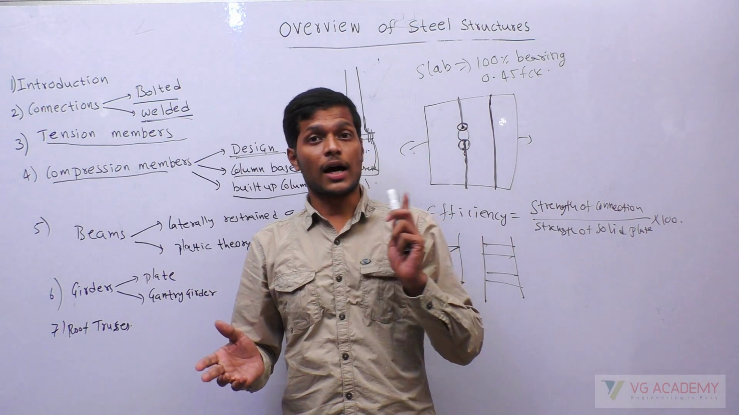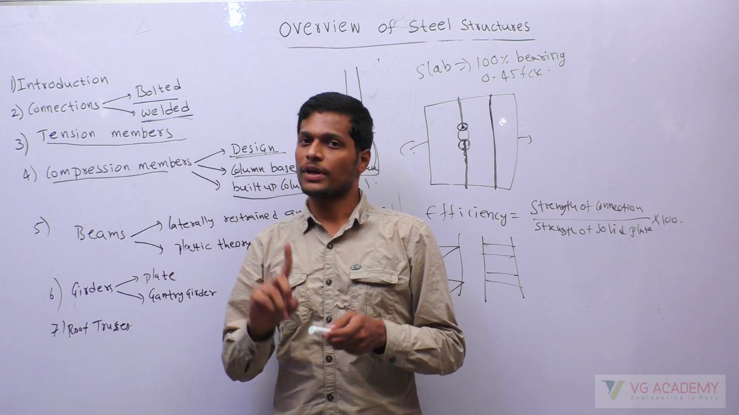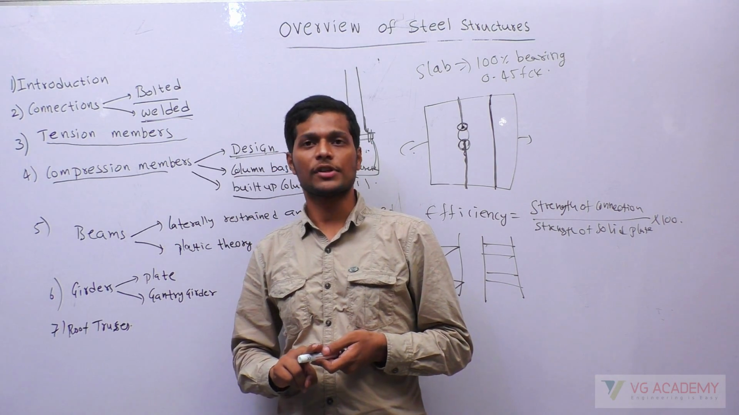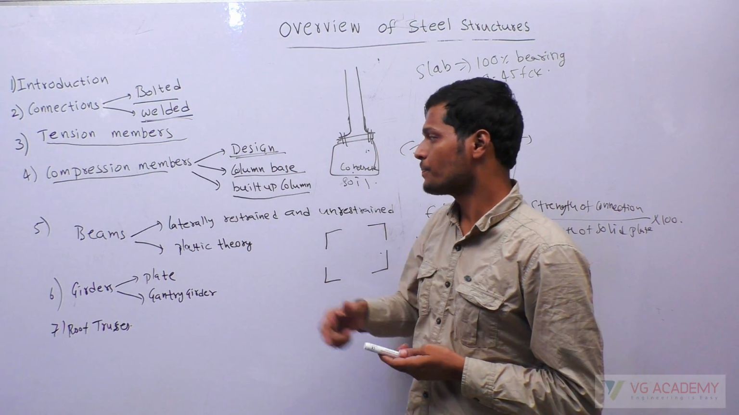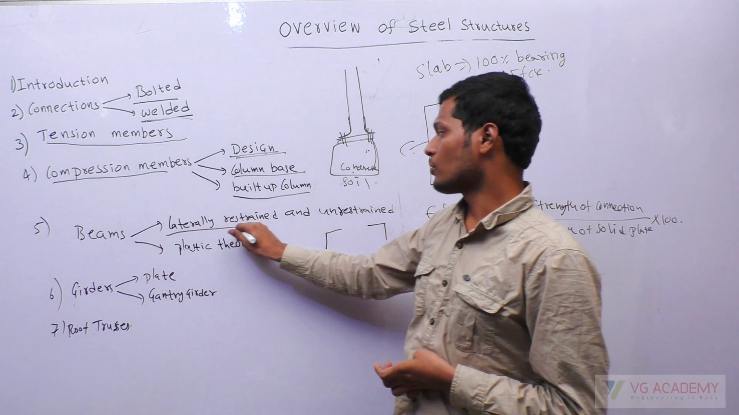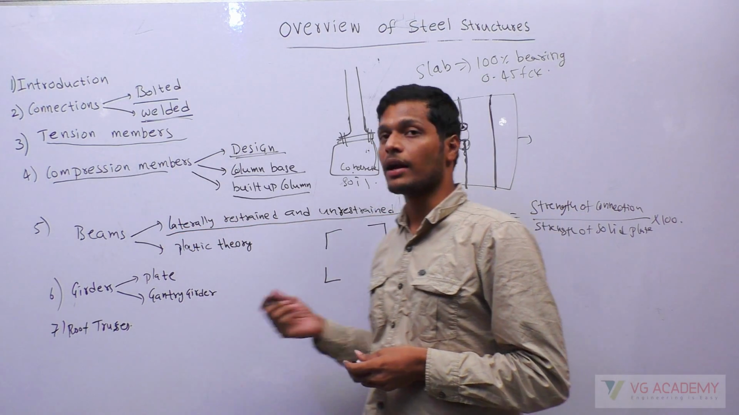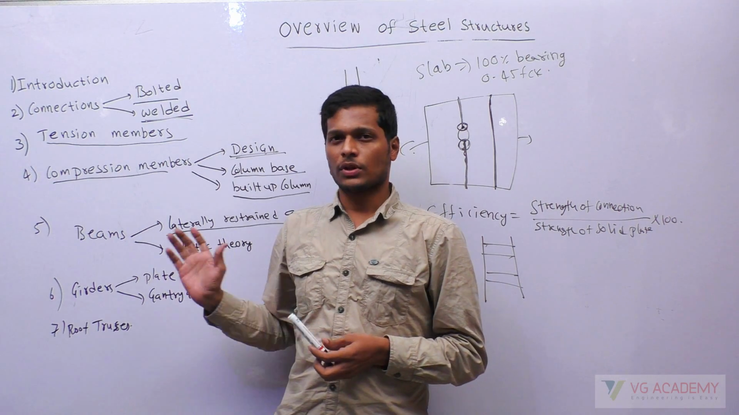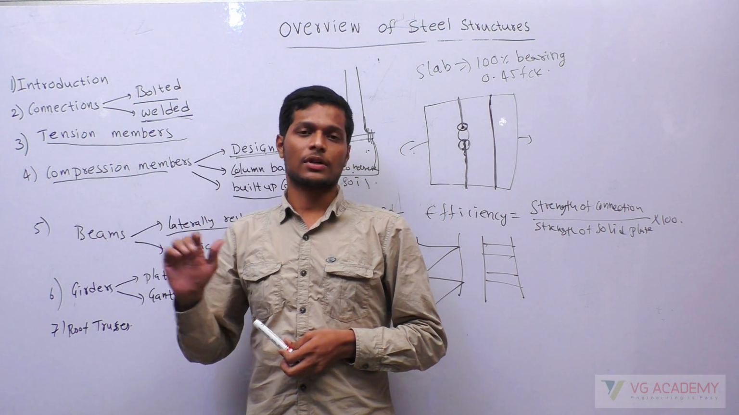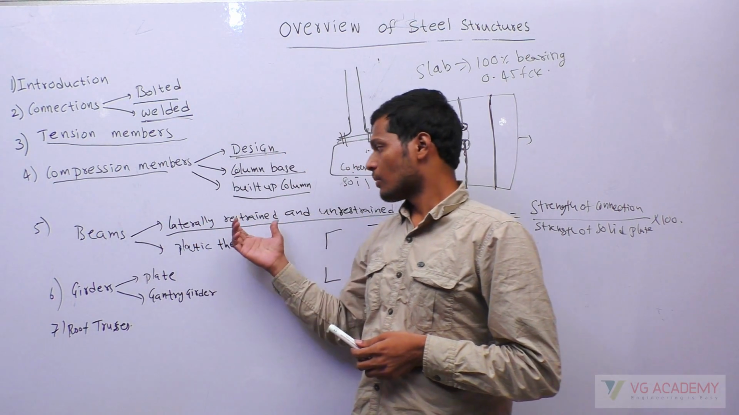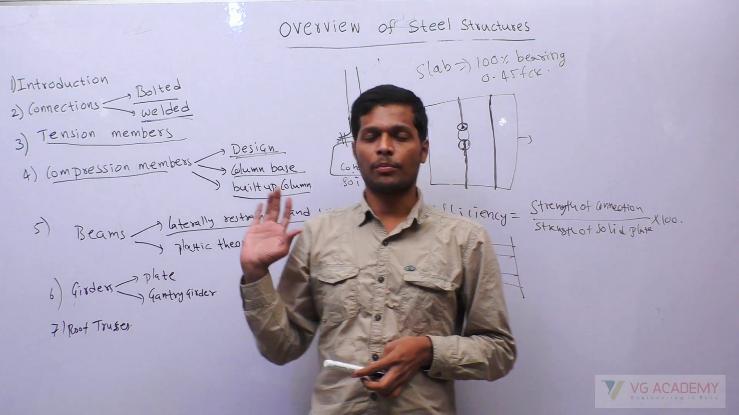In RCC, how have we designed beams? First we designed for bending, next we designed for shear. Similarly here also, for bending, first we have to know whether it is a laterally restrained or unrestrained beam. The design is quite complicated, it involves a lot of formulas. I will just tell you what a laterally restrained and unrestrained beam is.